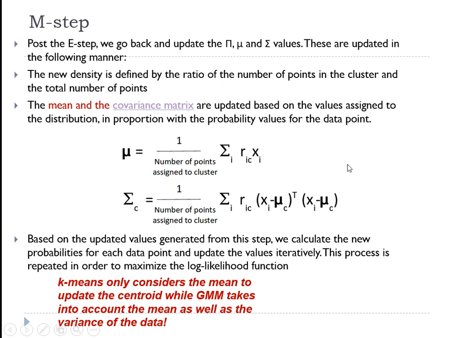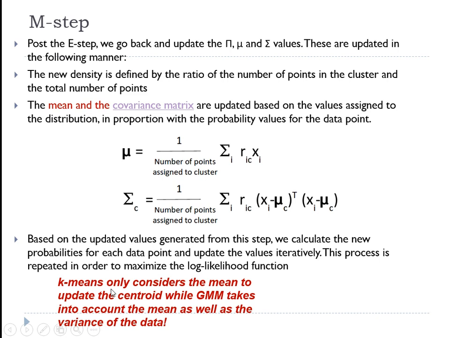Once you calculate that, you find whether it has reached convergence or whether it has reached the maximum iterations. If it has not, repeat the expectation step again. So the expectation step and maximization step will keep repeating until you meet the convergence or you have reached the maximum number of iterations.